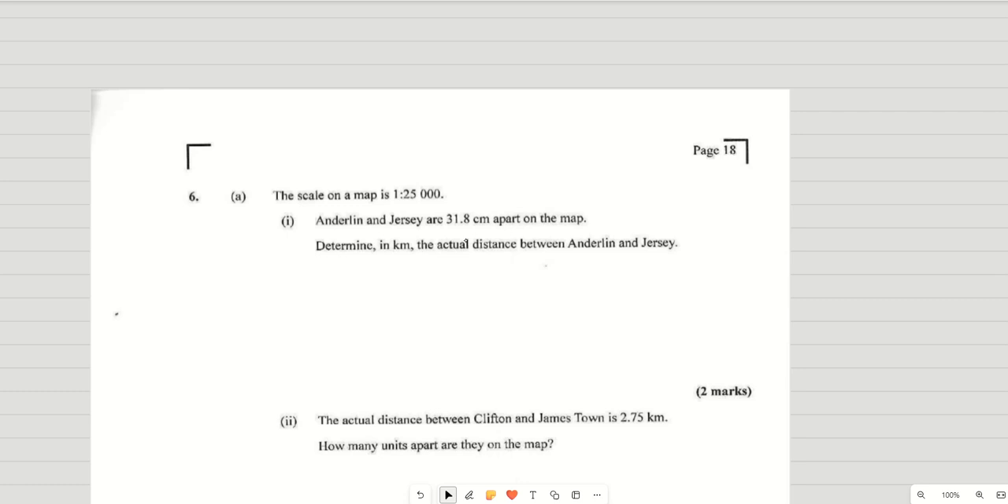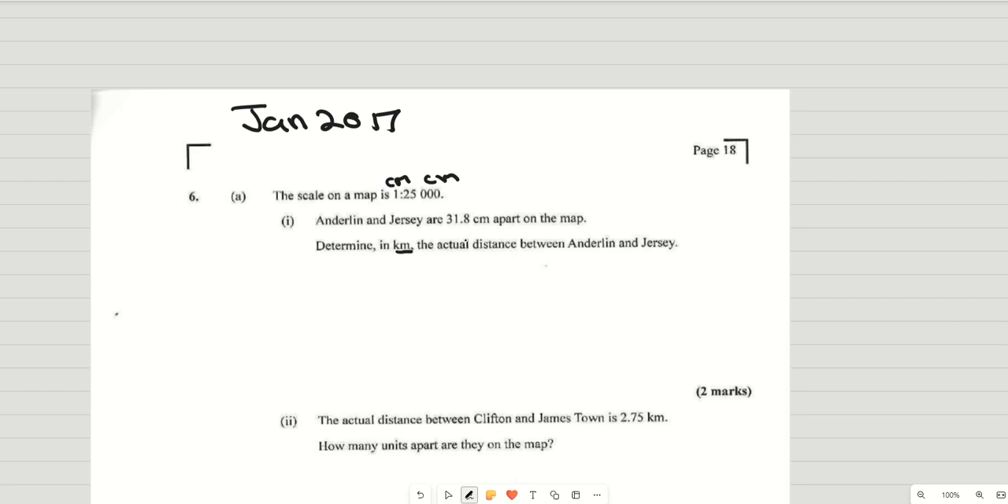So today we're going to be doing January 2017, number 6. If we read this question, it says, on a scale, a map is 1 to 25,000 units. Now, because they are in ratio, they have to be the same unit. So if this is 1 centimeter, this will be 25,000 centimeters. So they said Andalusia and Jersey are 31.8 centimeters apart on the map. Determine in kilometers the actual distance between Andalusia and Jersey.